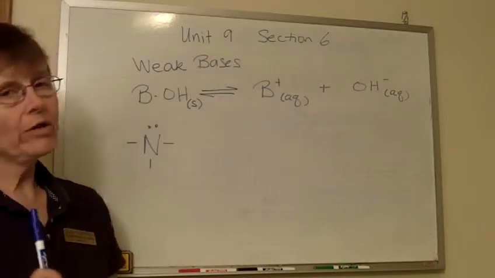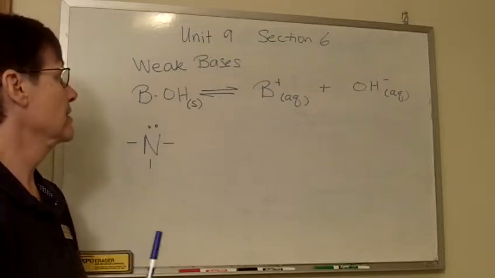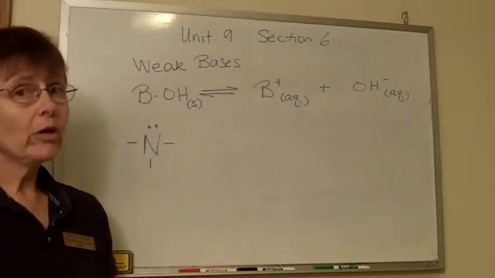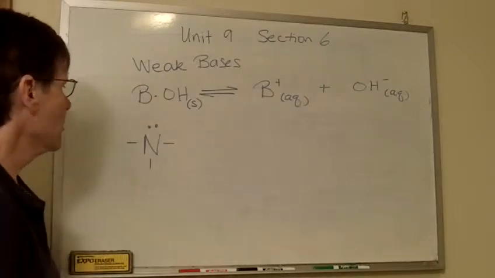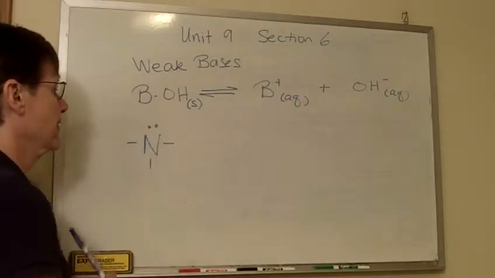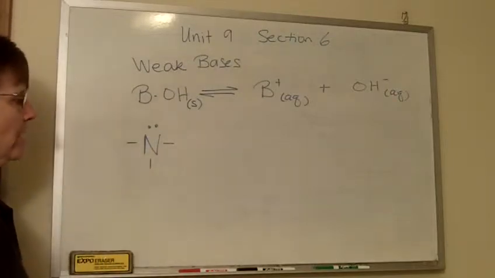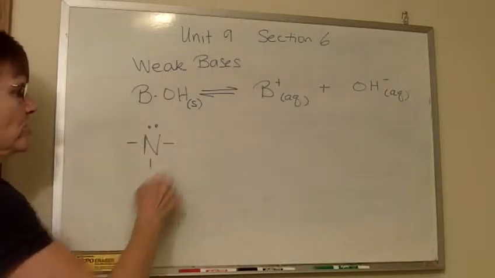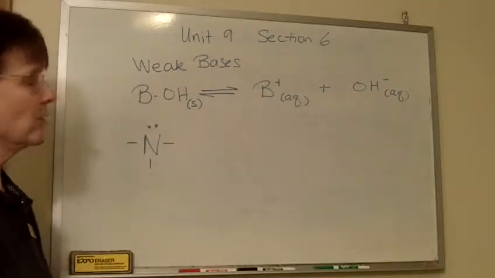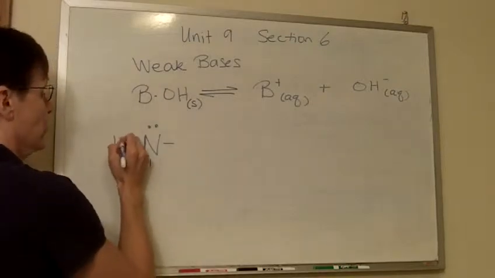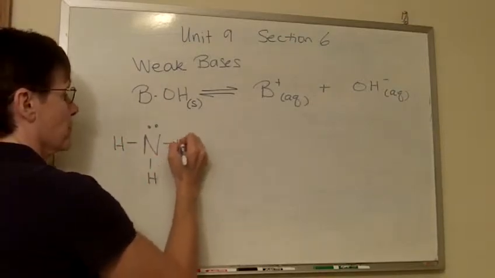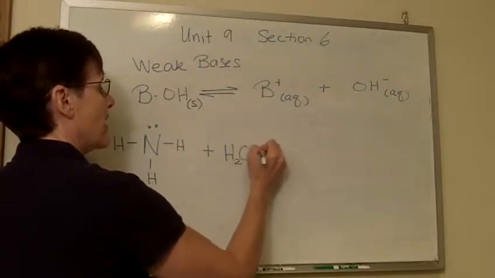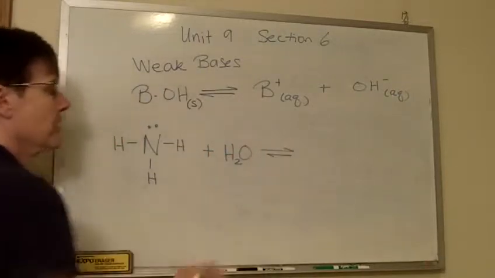But more commonly, the weak bases don't have a hydroxide ion built right into them. More commonly, these are something like this. And right now, all I've done is put the unshared pair of electrons and 3 bonds, and I've not shown you what it's bonded to. So let's start with the simplest case and just put hydrogens here. So this becomes ammonia. And in this case, the ammonia is actually going to react with the water.